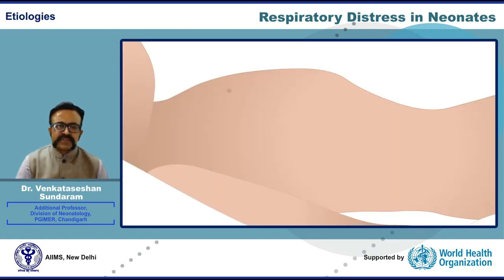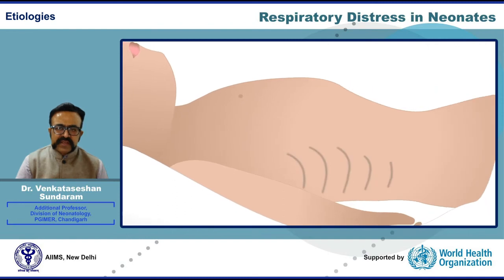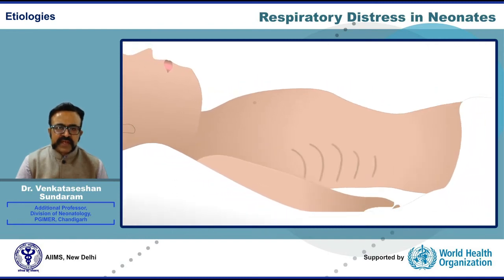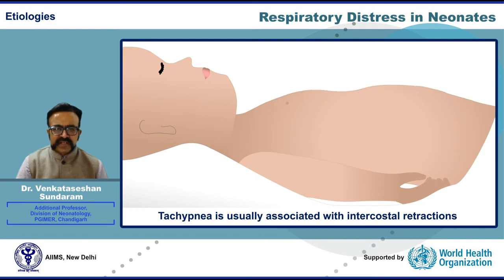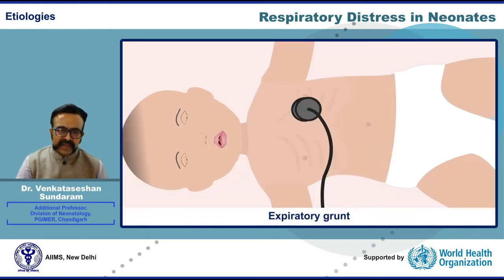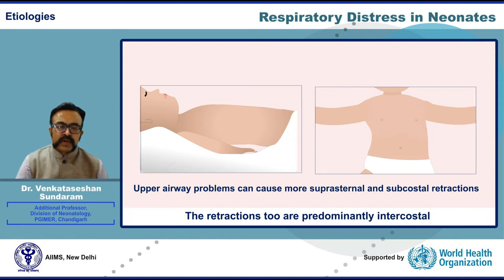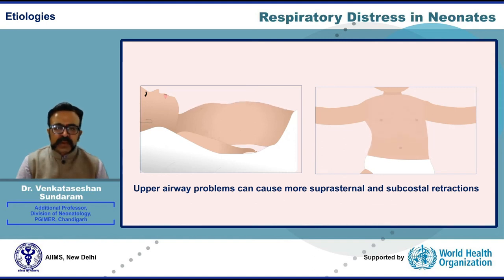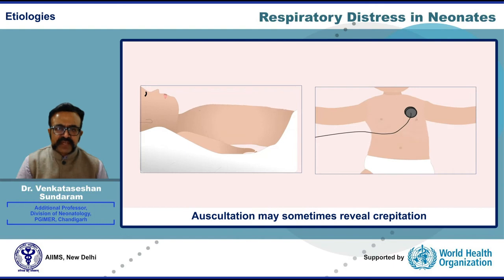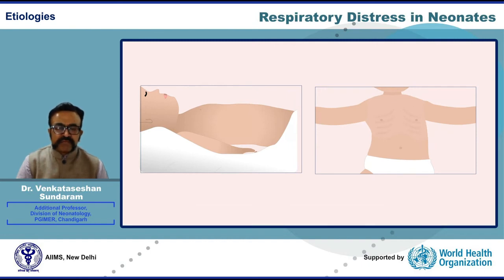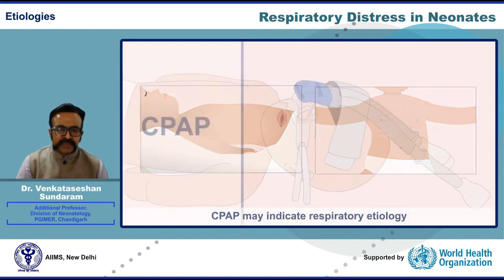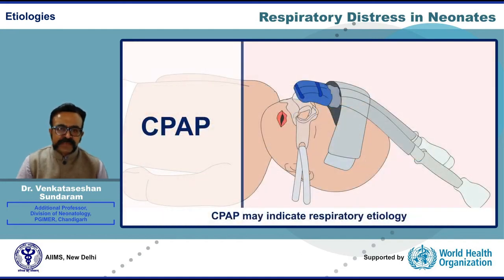Certain clues may help us to differentiate various etiologies. In cases of respiratory origin of distress, tachypnea is usually associated with intercostal retractions and/or an expiratory grunt. The retractions too are predominantly intercostal, even though upper airway problems can cause more of subcostal and suprasternal retractions and recessions. Auscultation may sometimes reveal crepitations indicating pulmonary parenchymal pathology. Prompt improvement in retractions and/or grunt with recruitment interventions such as CPAP may indicate again a respiratory etiology.